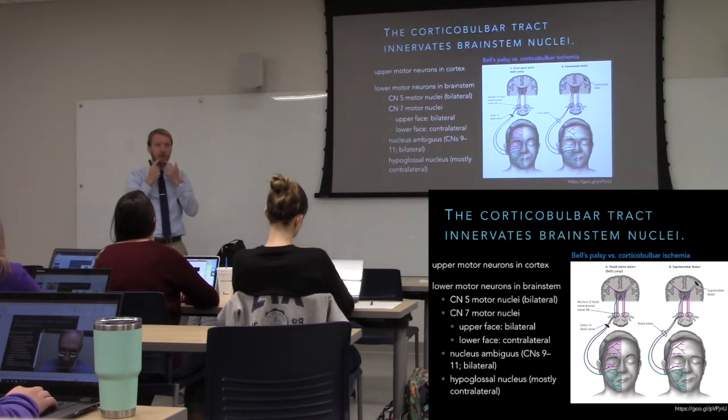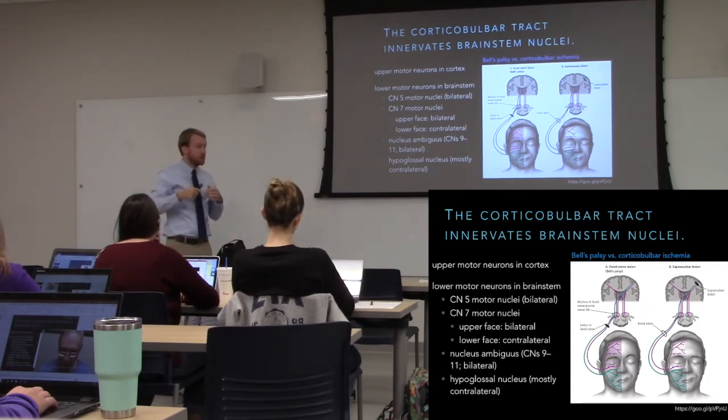As you move down lower, then you only have contralateral innervation. So the right side controls the left side, and only the left side. And vice versa. Because of this, it allows us to localize lesions that occur along this tract.